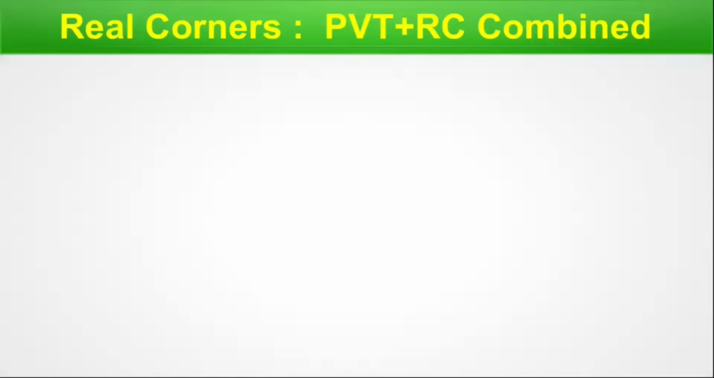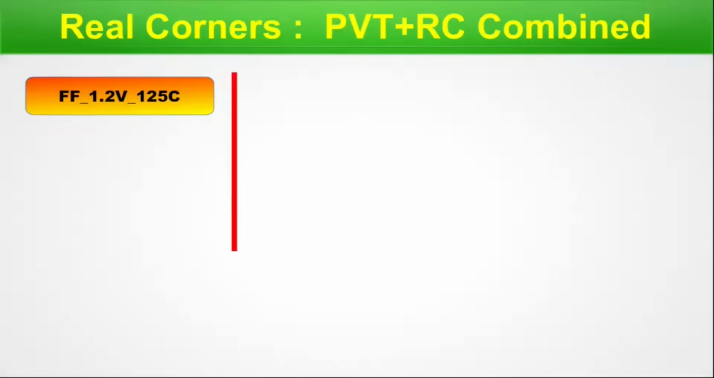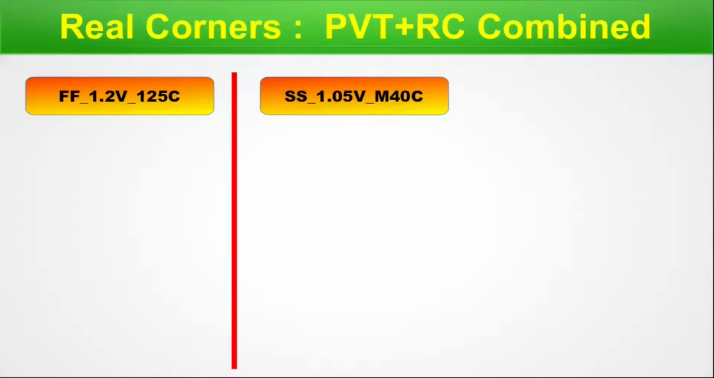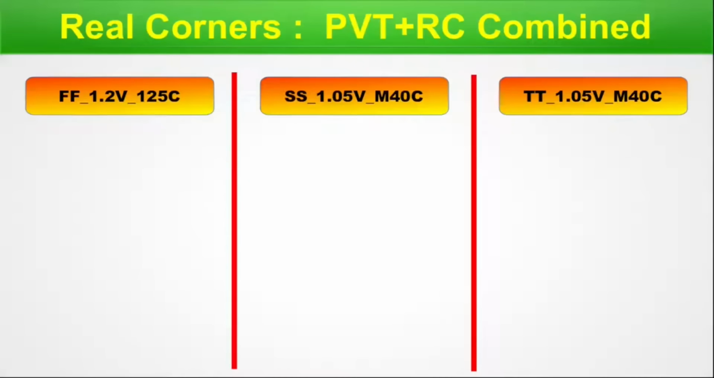Just to visualize, I'll take the help of the infographics here and let's start. So this is the process. Here is fast, FF, voltage is 1.2 volt and temperature is 125 C. This defines one particular PVT corner. The next PVT corner is SS, the voltage is 1.05 volt and the temperature is minus 40. Next, we come to the third PVT corner, that is typical, and then we have 1.05 volt as the voltage, and then we have the minus 40, that is M40C.